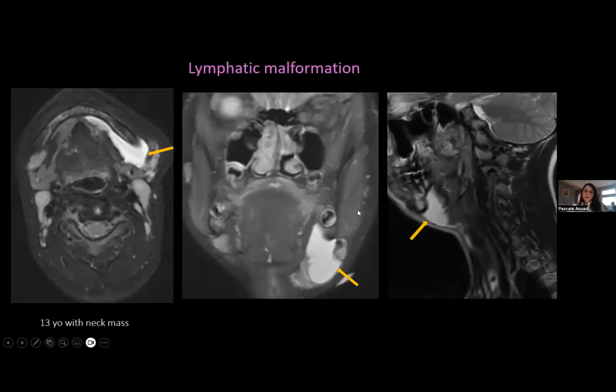This is an example of a lymphatic malformation in this 13-year-old patient with a neck mass, and this lesion was located in the submandibular region inferior to the mylohyoid muscle.